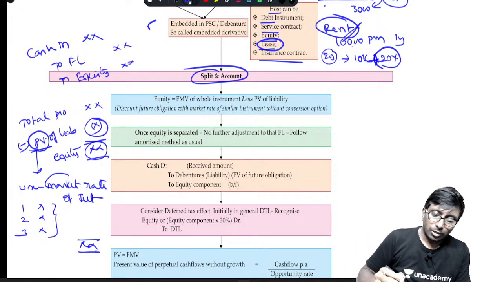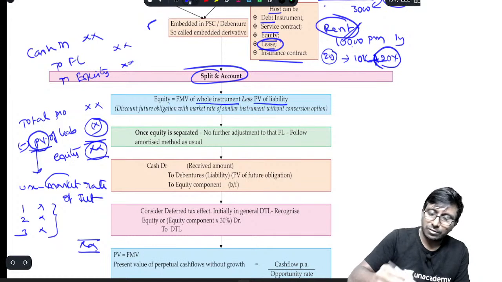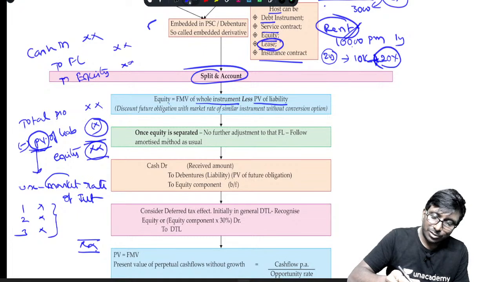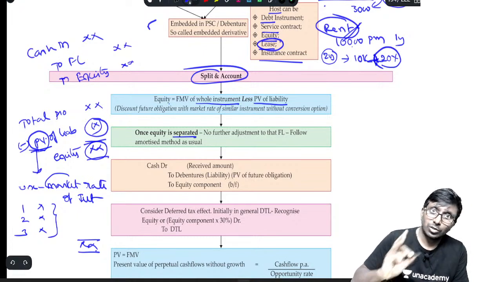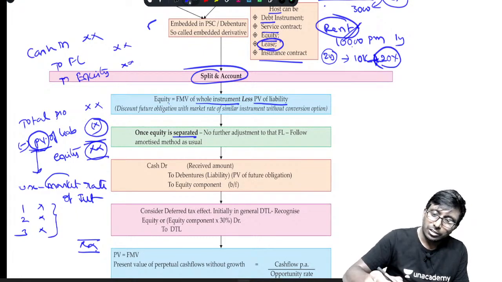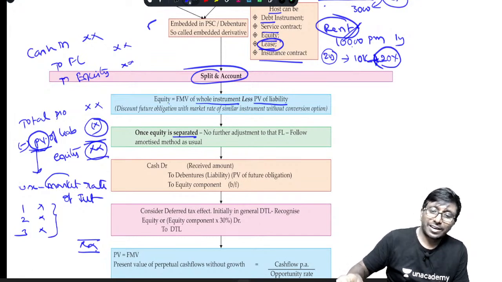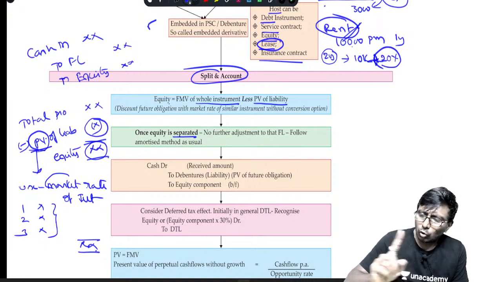Okay, now next. Equity is equal to the whole amount of money minus the present value of liability. That's how you have to derive equity. Once equity is separated, do you remember we have discussed in class a number of times? Once you bifurcate the equity amount, my dear, there is no adjustment to equity further.